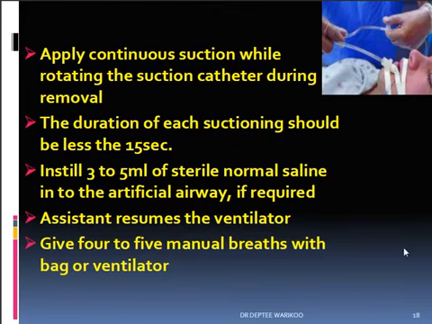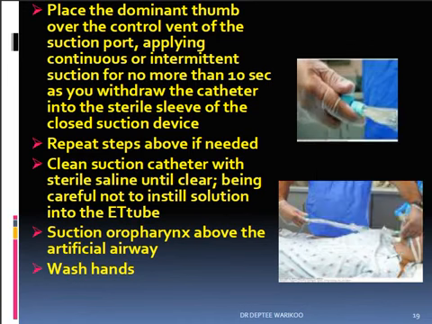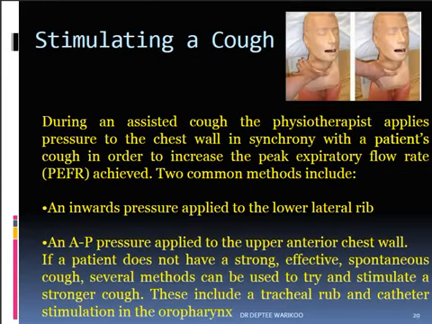This you have to perform properly. Then place the dominant thumb over the control vent of the suctioning port. Apply continuous or intermittent suctioning for no more than 10 seconds as you withdraw the catheter into the sterile sleeve of the closed suctioning device. Repeat steps above if needed. Okay, and clean suction catheter with sterile saline until clear, being careful not to instill solution into the ET tube. Suction oropharynx above the artificial airways and then wash your hands properly.